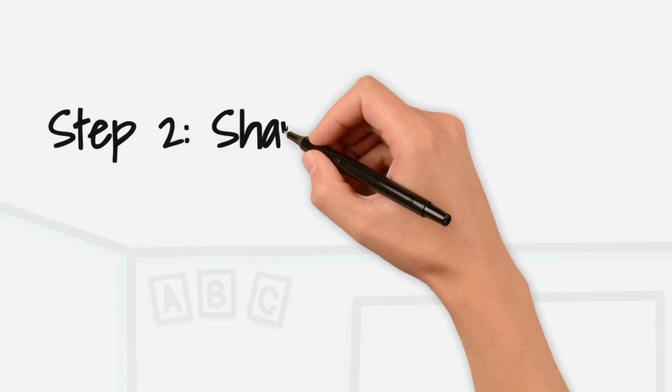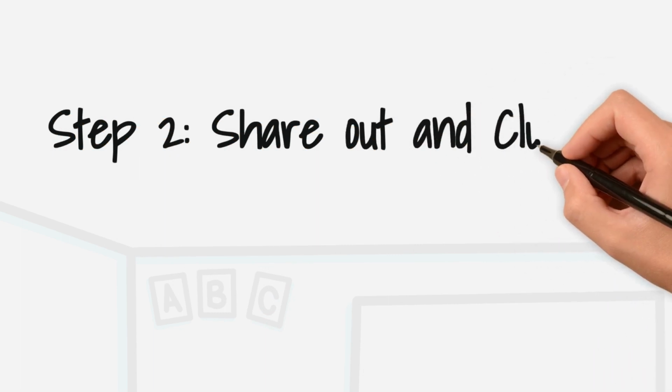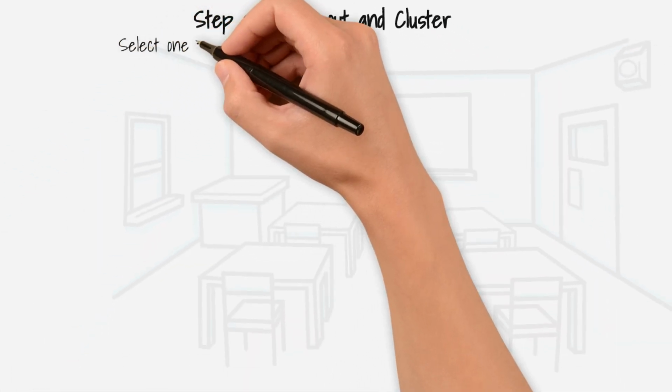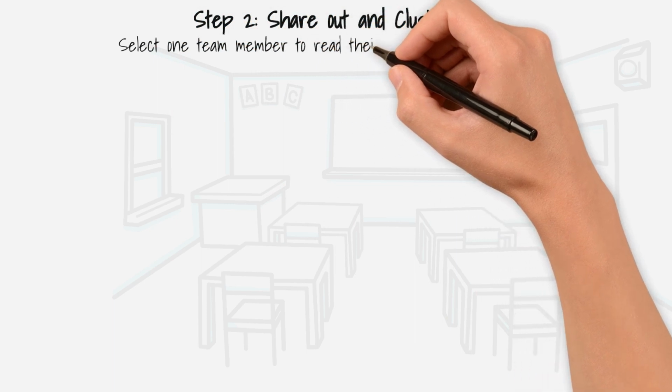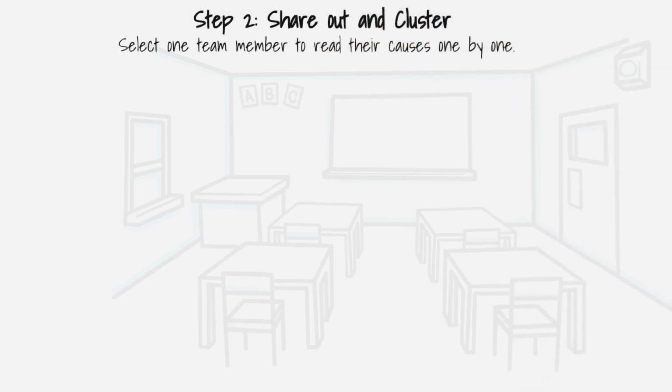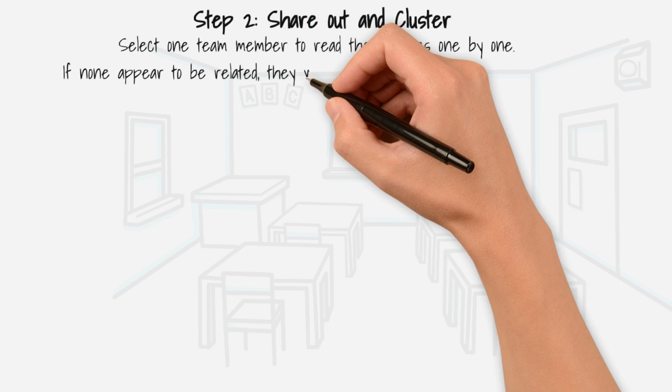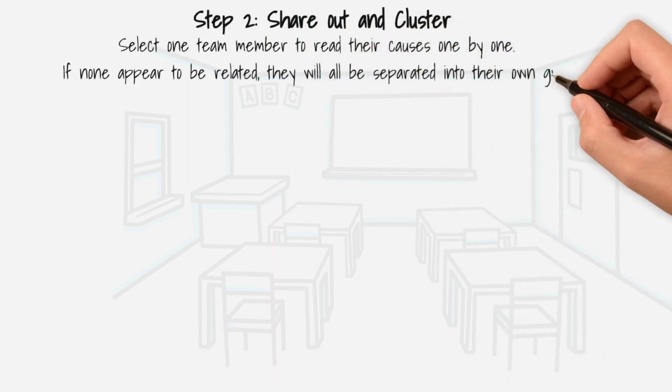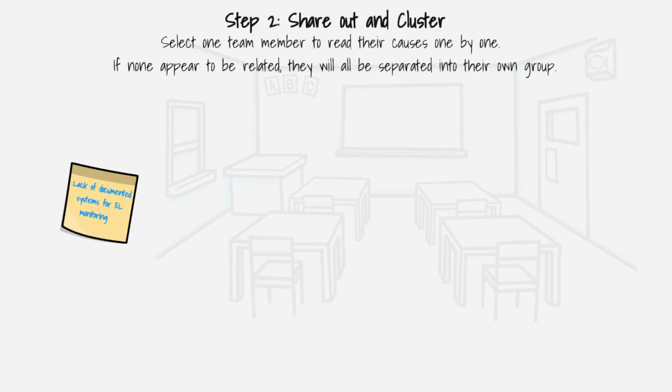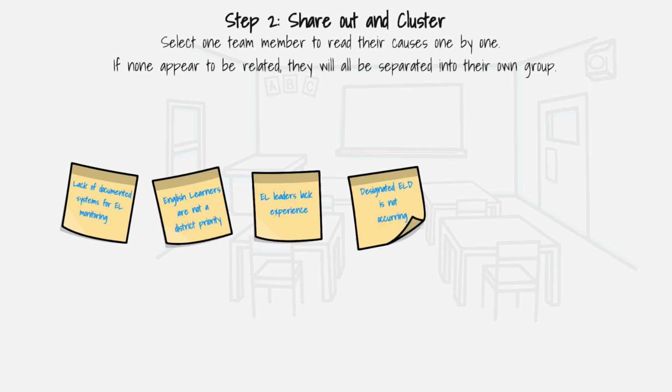Once all team members have finished their individual brainstorm, it is time to share out and cluster. If the team is meeting virtually, you can use Jamboard for this next step. This team is determining the root cause of why the region is experiencing a high number of findings on the EL instrument. Select one team member to read their causes one by one. If none appear to be related, they will be separated into their own group. In this example, the first team member has yellow Post-its. They place them on the table or the Jamboard and read them aloud as they are placed.